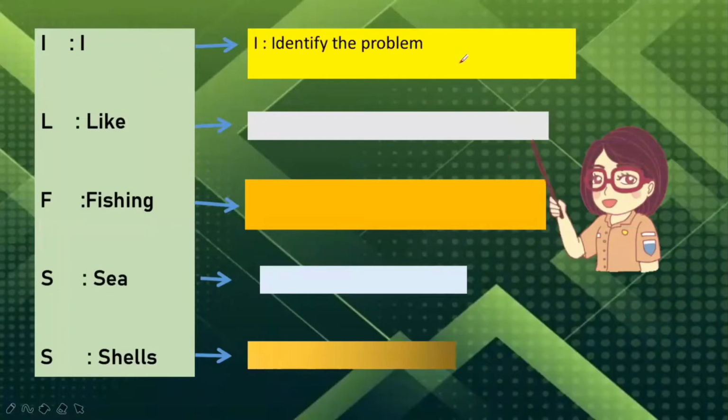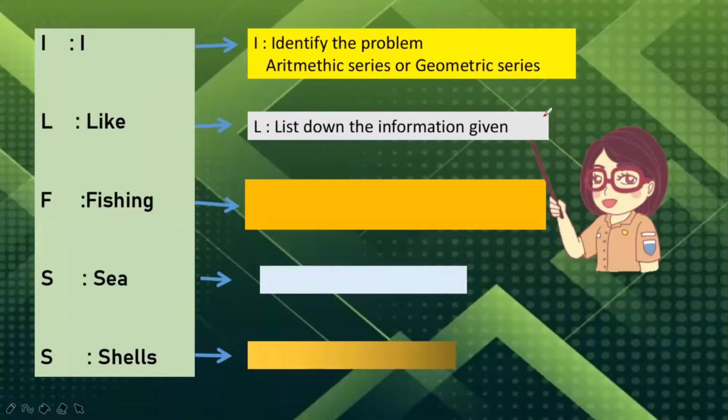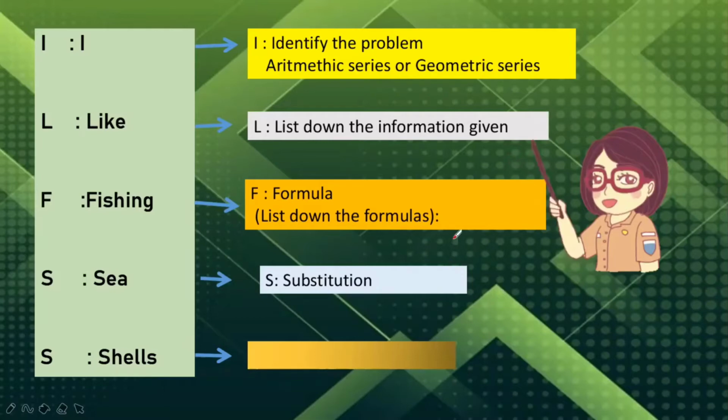First is I. Identify the problem. We have to identify either it is an arithmetic series or geometric series. Next, L. List down the information given from the question. Next, F. Formula. We have to list down all the formulas related to our question. Next, substitution. We have to substitute all the information into our formulas. And lastly is S. Solve the solution.